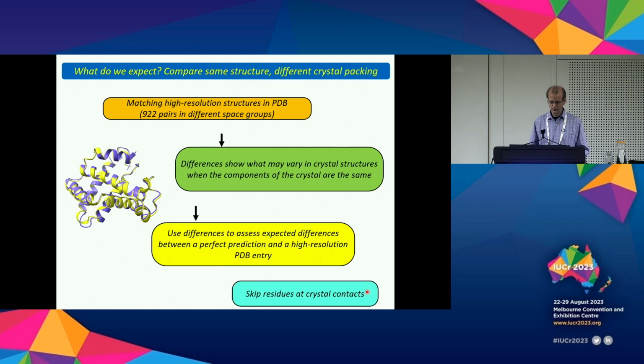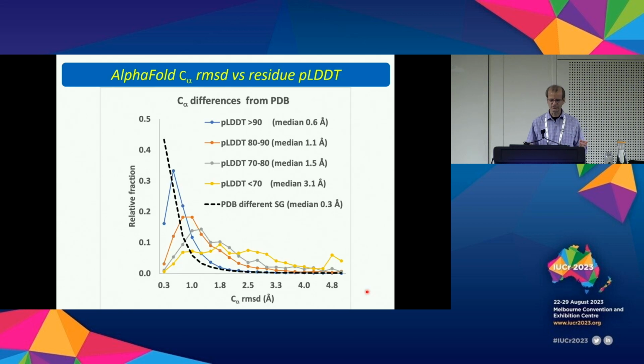Okay, I didn't mention that we skip the residues that are at crystal contacts, so we're not even thinking about that. We're going to take that off the table. The residues that are actually at crystal contacts, within 6 angstroms of something in the other chain, we're just not going to consider. So you don't have to worry about that. Okay, so here's the answer.